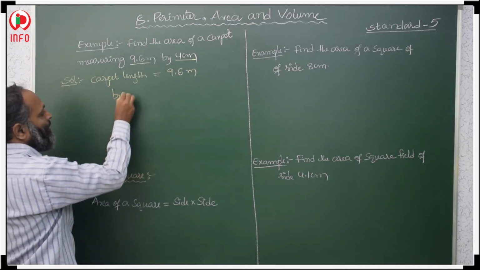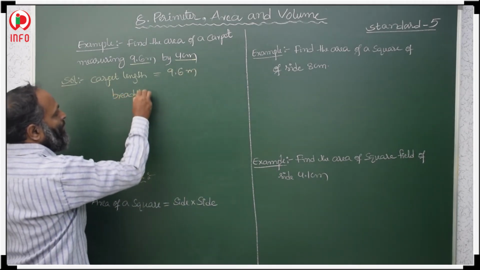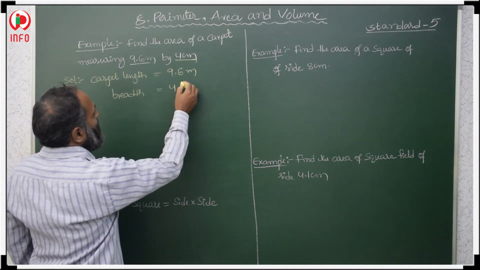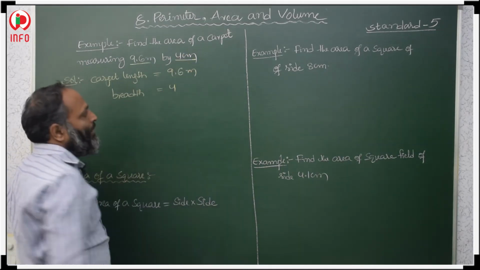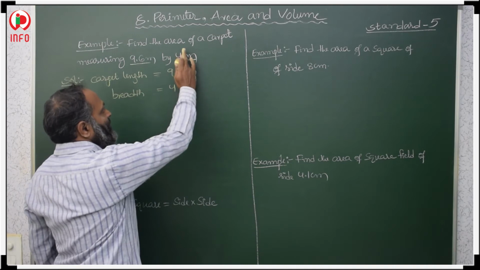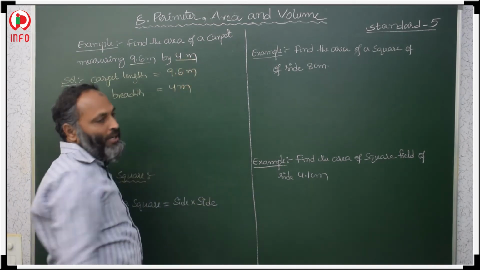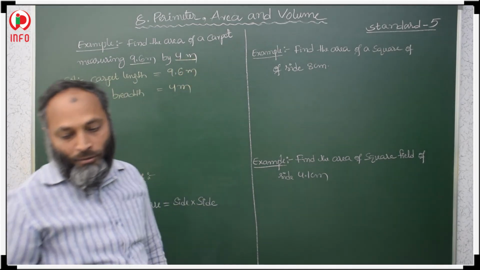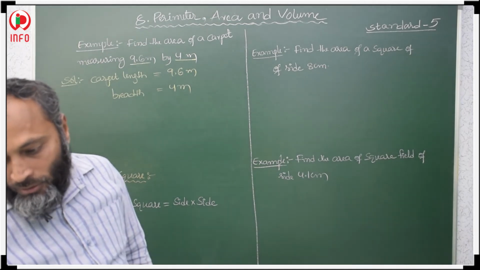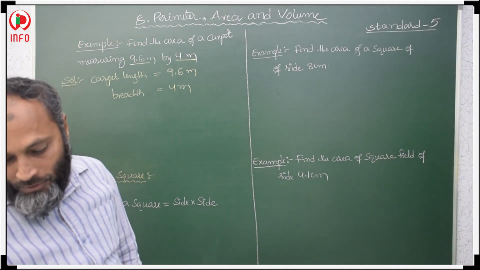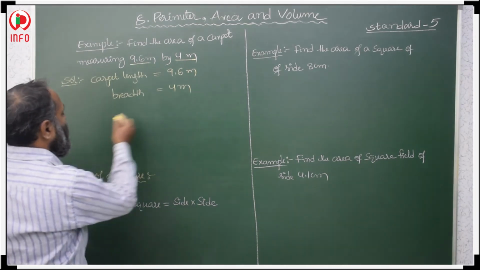Breadth is equal to 4, not centimeters. Here it is meters, this is also meters. 4 meters, 9.6 meters and 4 meters. So now what do we have to find? We have to find the area, the carpet area.